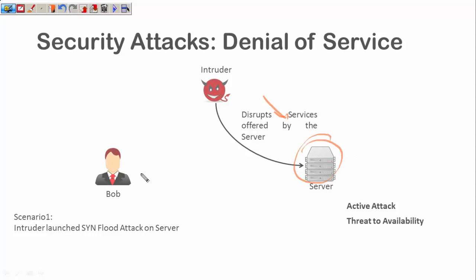So when a legitimate user is trying to access, he will not be given access because the resources have already been occupied by the intruder. So this way, Bob, although he was entitled to get the services from the server, is denied the service. So this is the denial of service.